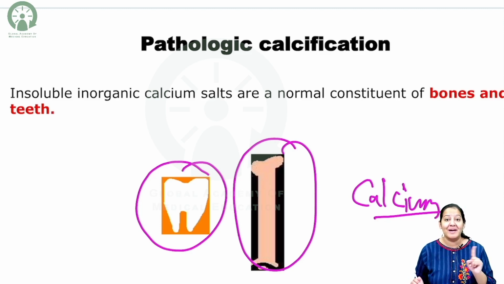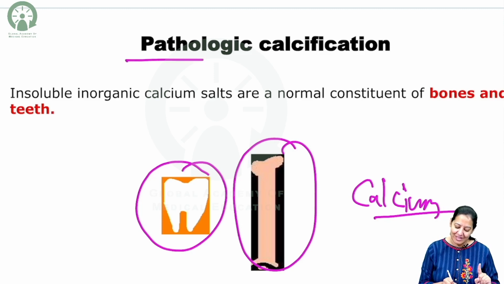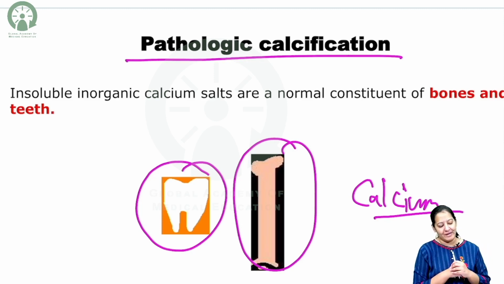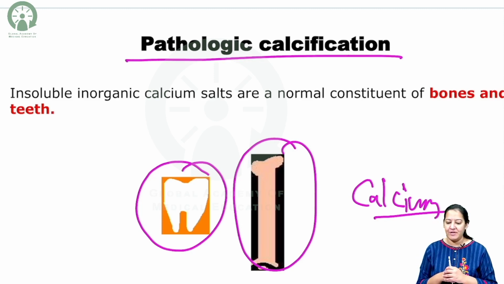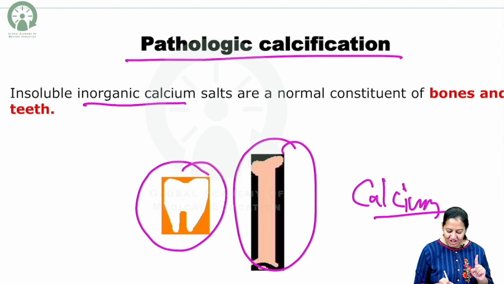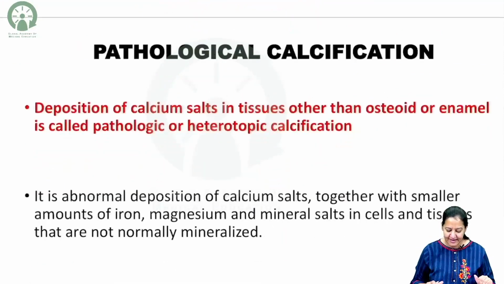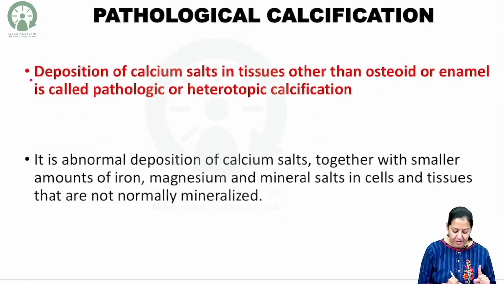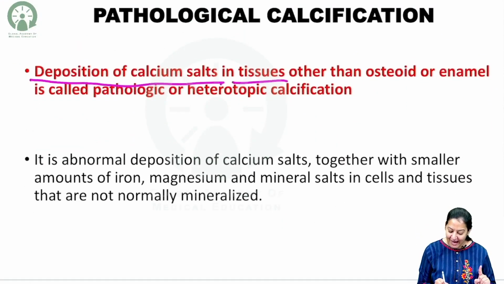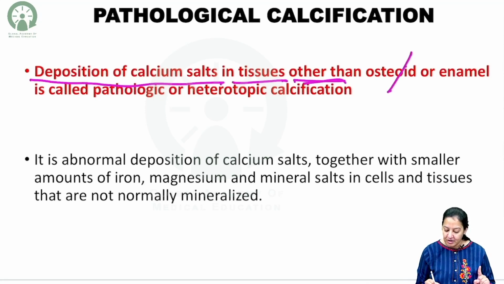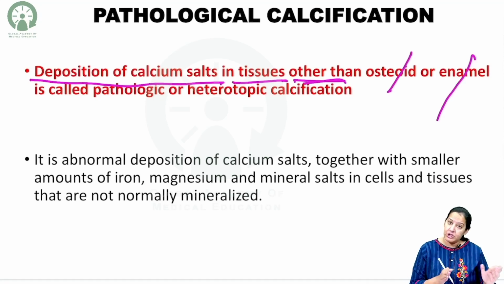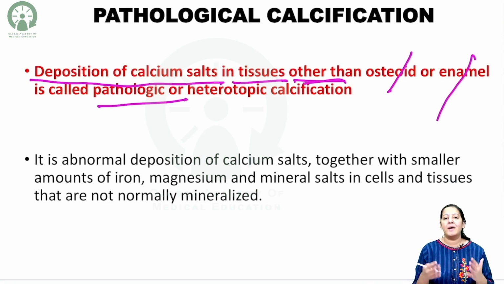It's not normal. It's pathologic, and this is known as pathologic calcification. You got my point? So normally the inorganic calcium is present in the bones and the teeth. But whenever there is deposition of calcium salts in any tissue other than bone and teeth, other than the osteoid and the enamel, it's pathologic. That's why it is known as pathologic calcification or heterotopic calcification, right? So this is the definition.